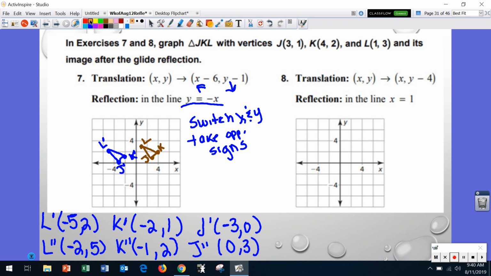And so I'm going to put this one where it belongs. So now we're going to go to negative 2 and down to negative 5, so that goes here. L double prime, and then I'm going to go to -1 and +2. Wait, that looks strange. So this is -2. No, it's right. So this is -1, and we're going to go +2. That is K double prime, and then we go to 0 and 3. So this is 0.